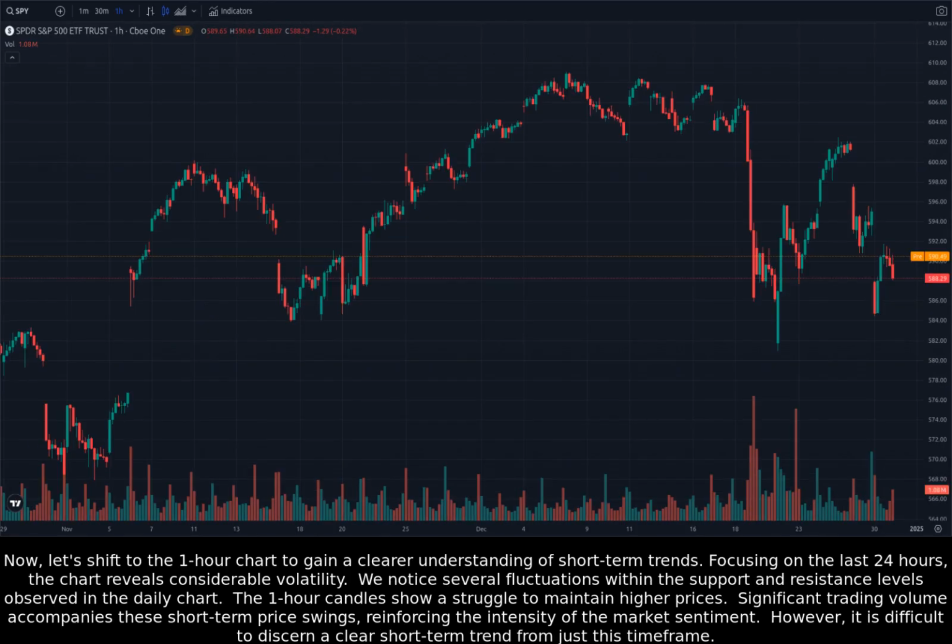Now, let's shift to the 1-hour chart to gain a clearer understanding of short-term trends. Focusing on the last 24 hours, the chart reveals considerable volatility. We notice several fluctuations within the support and resistance levels observed in the daily chart. The 1-hour candles show a struggle to maintain higher prices. Significant trading volume accompanies these short-term price swings, reinforcing the intensity of the market sentiment. However, it is difficult to discern a clear short-term trend from just this time frame.